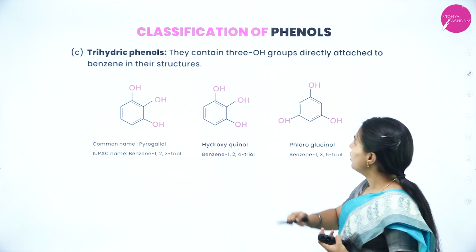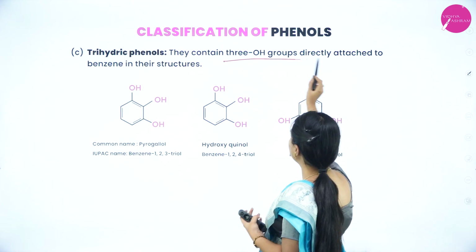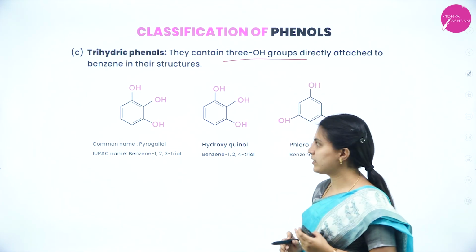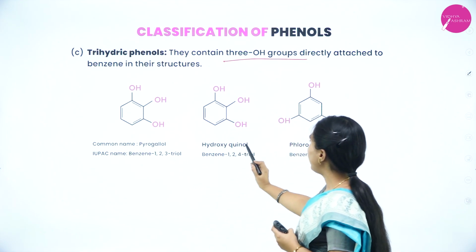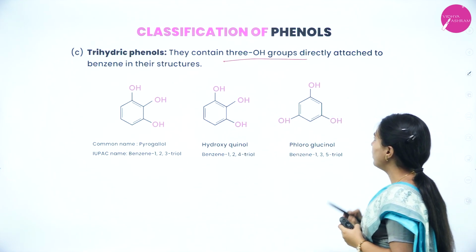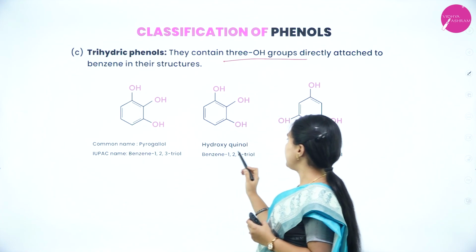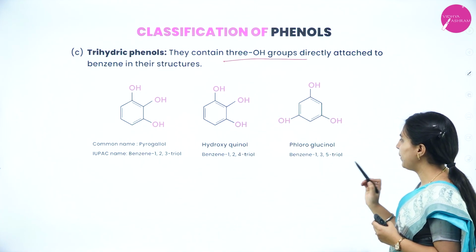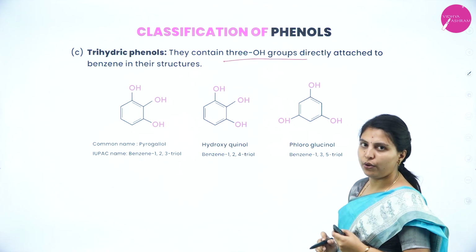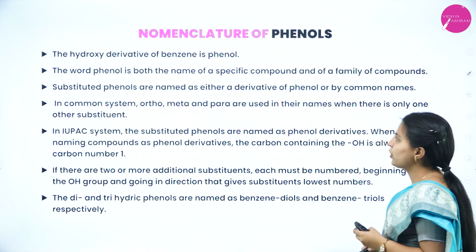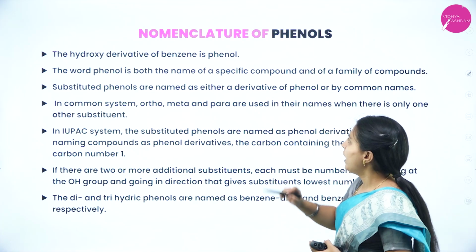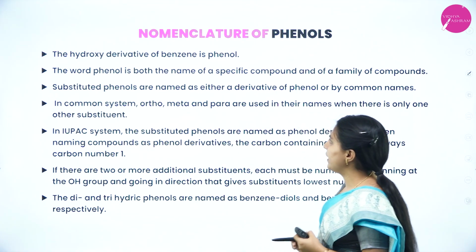Next, trihydric phenols have 3 hydroxyl groups attached directly to the benzene ring in their structure: pyrogallol, hydroxyquinol, and phloroglucinol. These are benzene-1,2,3-triol, benzene-1,2,4-triol, and benzene-1,3,5-triol. Okay. Nomenclature of phenols. The hydroxy derivative of benzene is phenol.